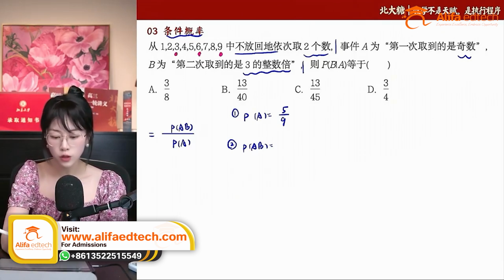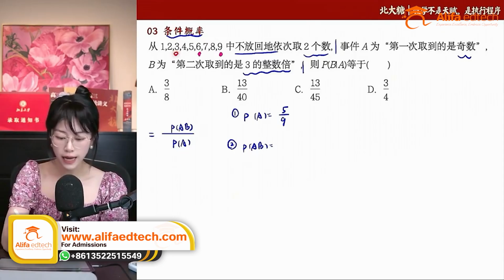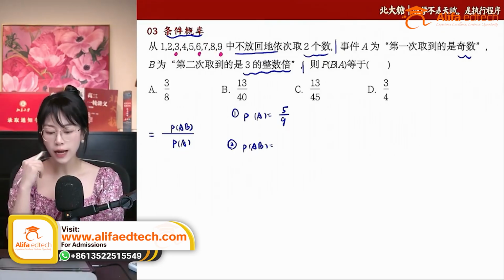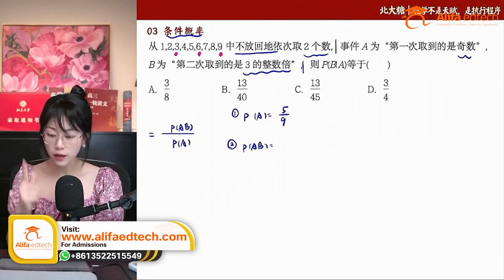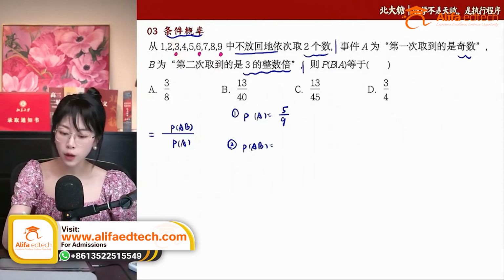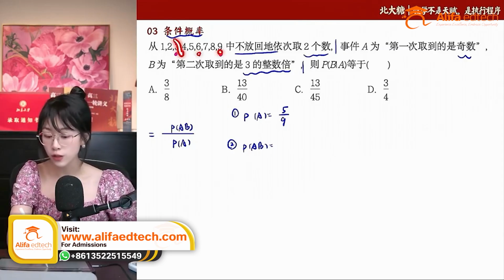Now, which numbers are multiples of 3? That's 3, 6, and 9, right? But if you think about 3, 6, and 9, both 3 and 9 are also odd numbers, aren't they? So here we run into a problem. If we pick 3 on the first draw, then when we go to pick a multiple of 3 on the second draw, we're left with only 6 and 9 to choose from, which is a critical limitation.